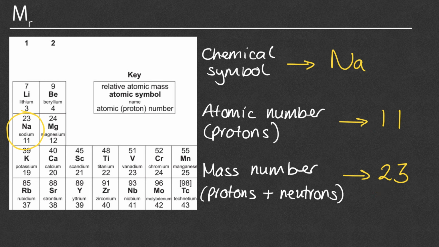Now we looked at this in more detail in the first topic when we looked at the periodic table, so if you're unsure on any of these three things, go back and have another look over that topic. We're going to be focusing on the mass number for the rest of this video to work out the relative molecular mass.